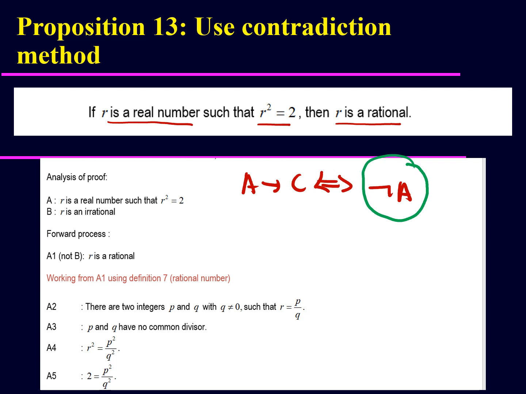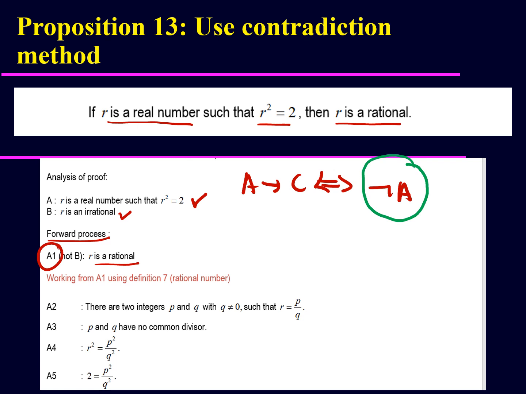Based on Proposition 13, we identified that our A here is: R is a real number such that R squared is 2, and B here is: R is irrational. Based on the contradiction method, we only use the forward process. In the forward process, we assume that the negation of B is true. So we take the negation of B as our new statement in A. Now we have A1, which is: R is rational, the negation of B.